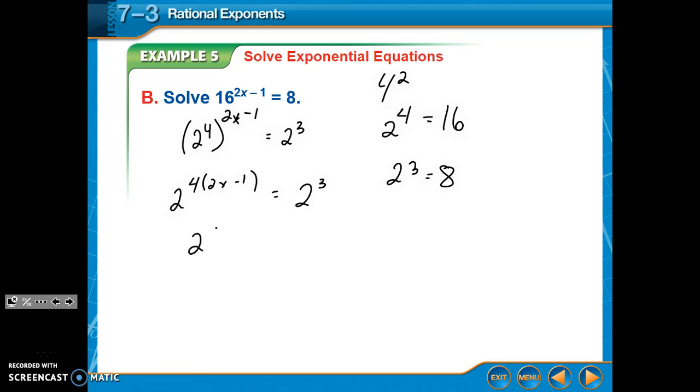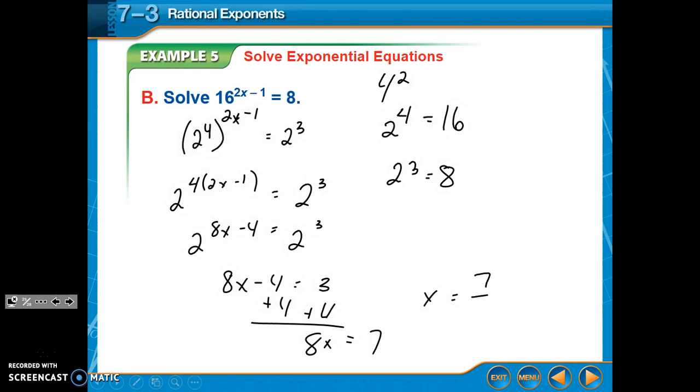Now I have the same base. I want to set my exponents equal to each other because this has to be equal to 3 in order for these to be the same thing. So 8x minus 4 equals 3. I'm going to do plus 4, and I get 8x equals 7. So x equals 7 over 8.